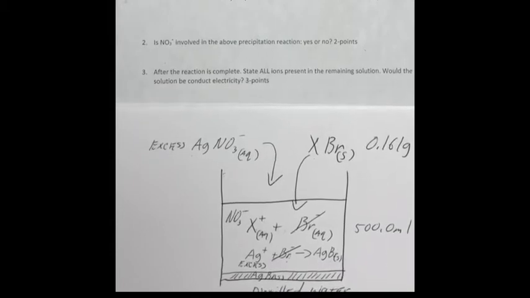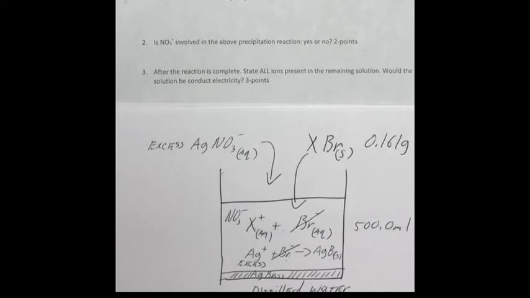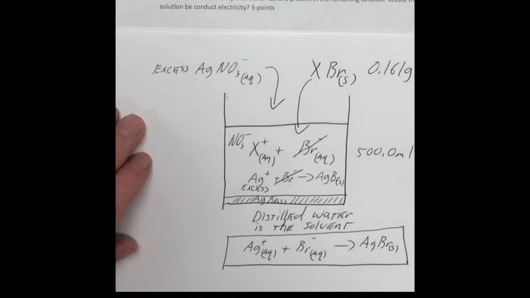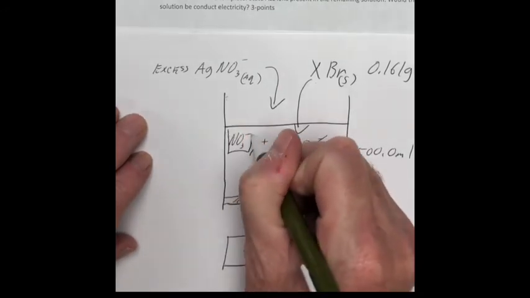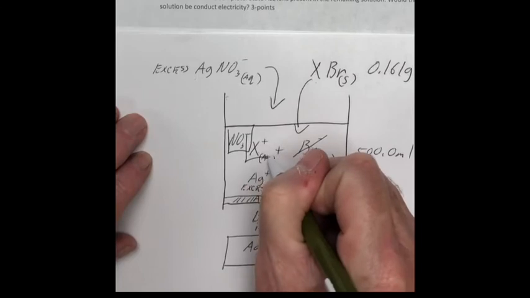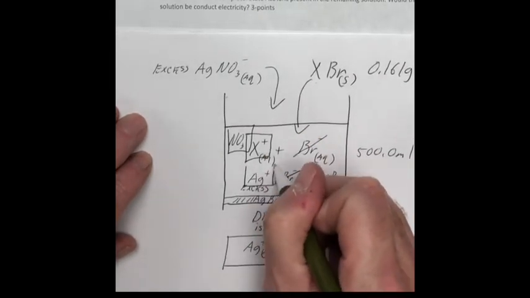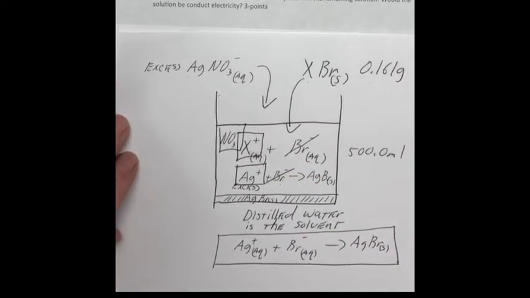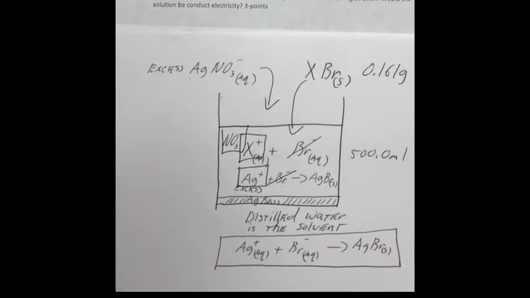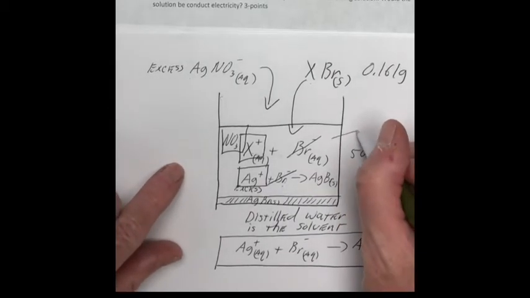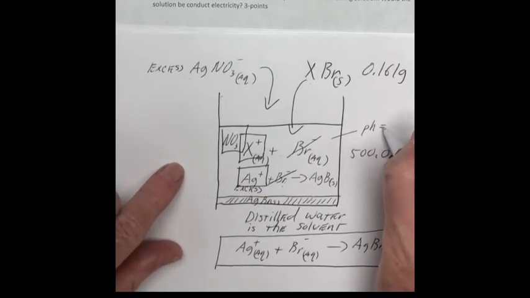After the reaction is complete, state all ions present in the remaining solution. Would the solution conduct electricity? Well, let's take a look. Notice we have nitrates present. We have X positive ion. We have Ag positive ion. Now remember, this is an aqueous solution, and if you recall, the pH of this solution from the original question is 6.8.